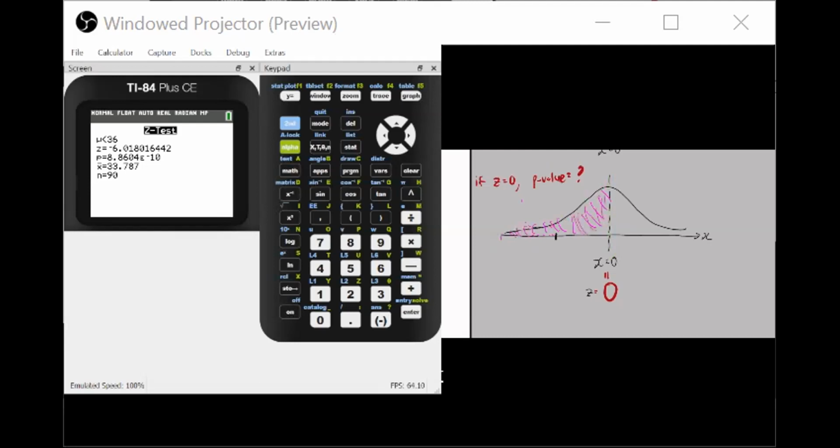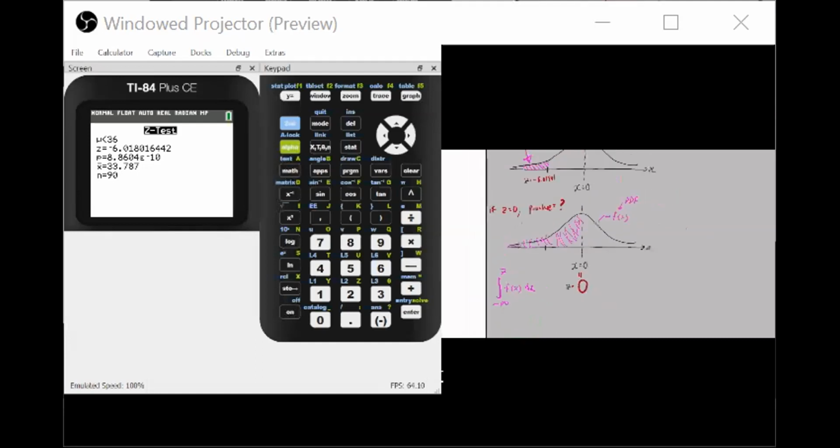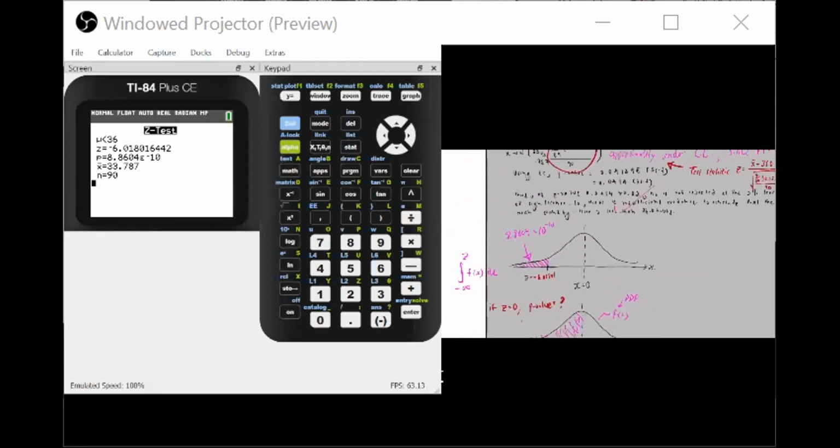P-value is always the integral of the function, this mysterious function f of x. It's called the PDF, but it's outside of your syllabus, from negative infinity up to the z value. Does it make sense? Or if I bring the formula up, this p area, this is this. The z in this case is negative 6.084. Negative 6.018.